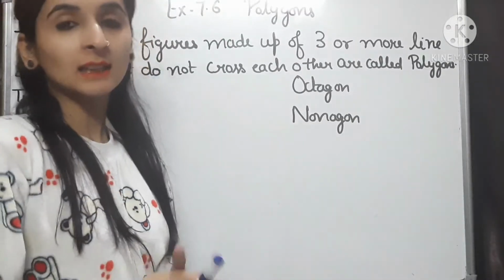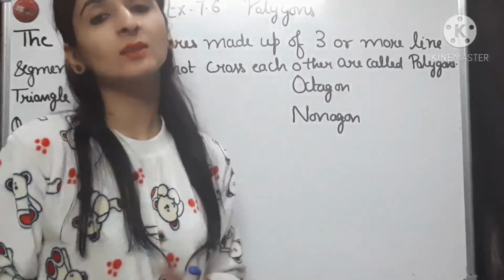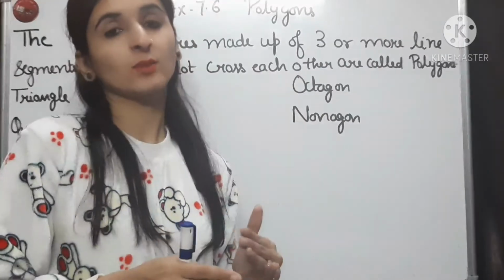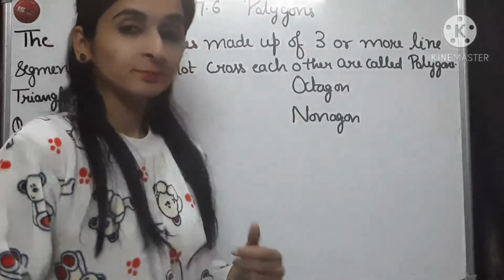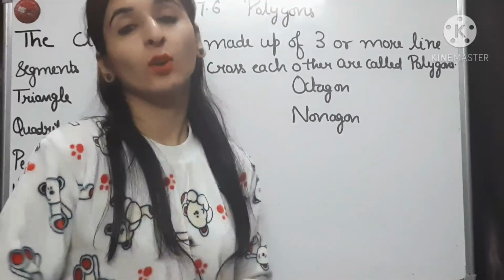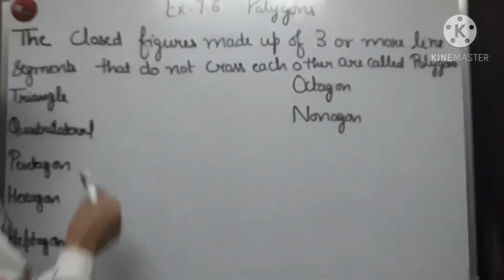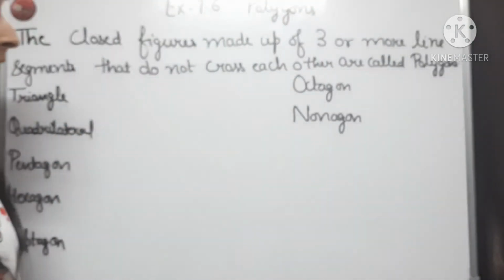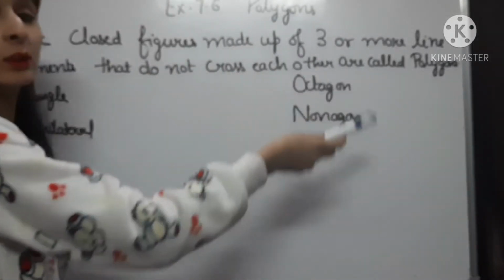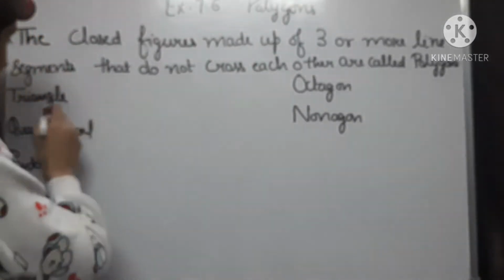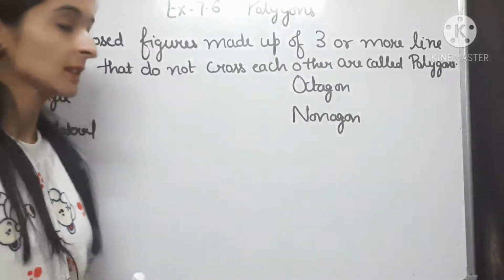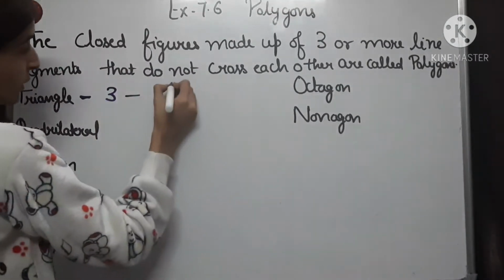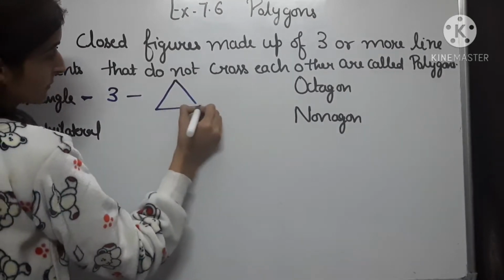Now children, polygons are classified into different categories on the basis of their sides, or we can say on the basis of the number of line segments in the polygons, correct? Now I am going to tell the types of polygons. First one is triangle. How many line segments are there in a triangle? In a triangle there are 3 line segments. And how do we draw a triangle? We draw a triangle like this.